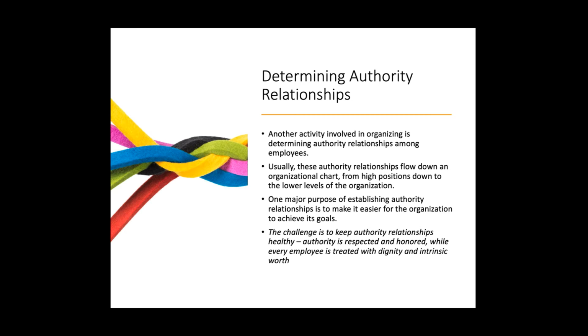So, when we talk about authority or authority relationships, what we're really talking about is determining who has formal authority over others. Usually, these authority relationships flow down clearly from an organizational chart, right? We mentioned that in the previous video, that you can see graphically how you intend for higher positions in the organization to have authority over lower levels in the organization, and therefore to have an orderly and a systematized, structured way for authority relationships to trickle down throughout the organization.